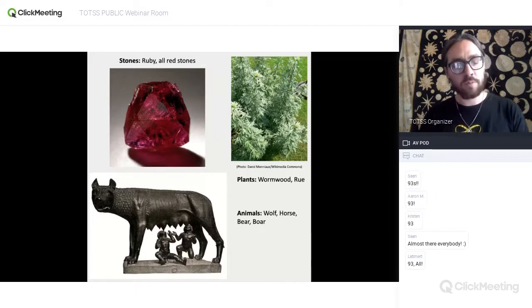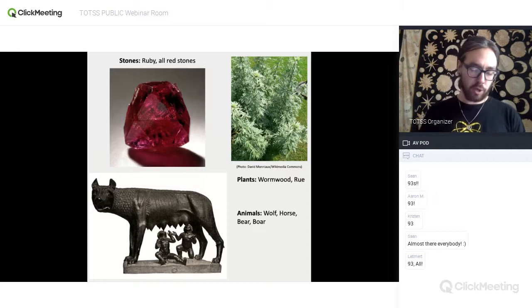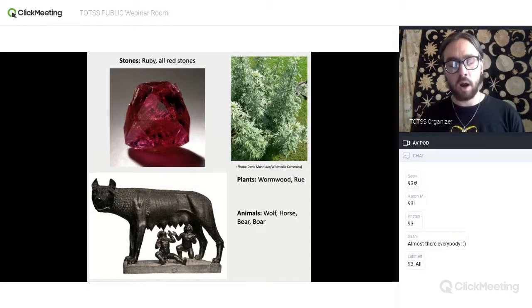Now, about wormwood being attributed to Mars, I just wanted to read, this is from Nicholas Culpepper, the English herbalist and astrologer, from his Complete Herbal, in his entry on wormwood. He talks about why wormwood is attributed to Mars. It's also kind of amusing too. Culpepper can be witty. So I'll just read you a little bit here from Culpepper.